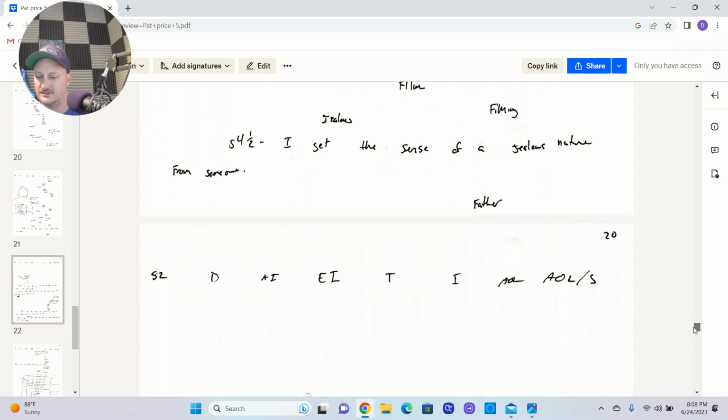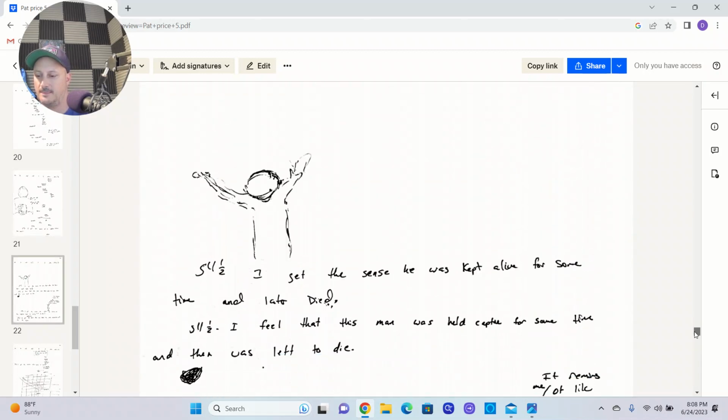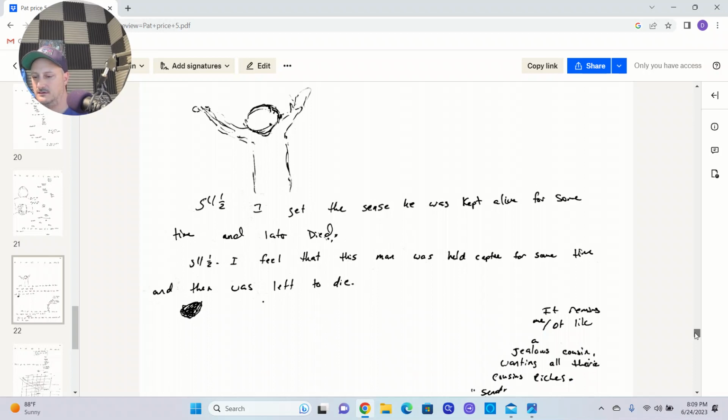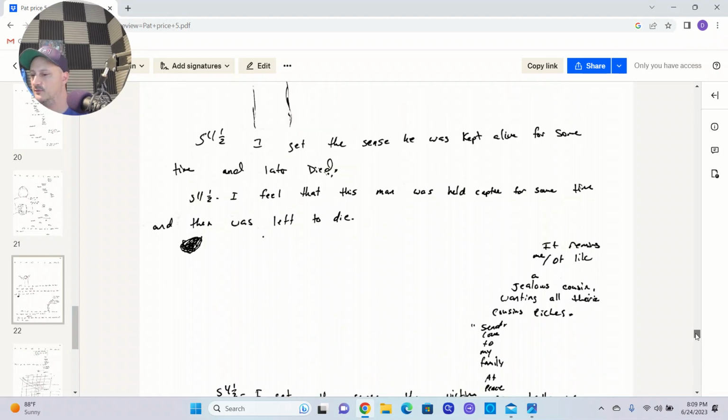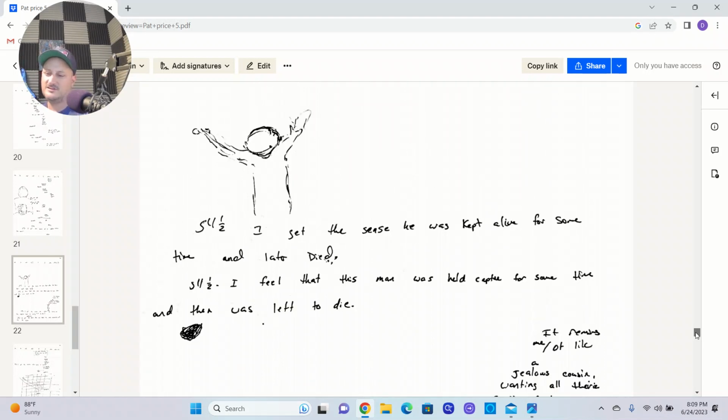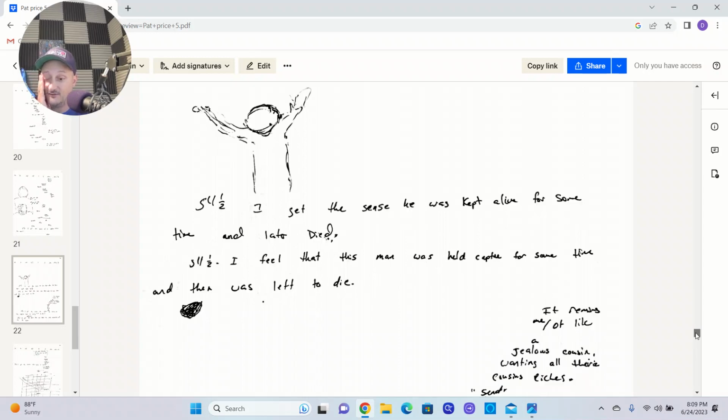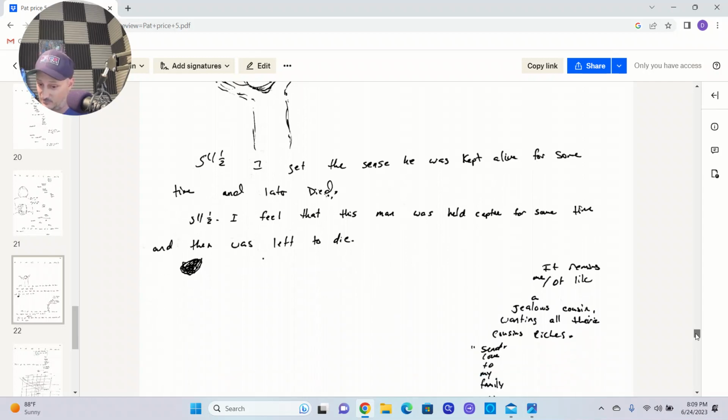Get the sense of a jealous nature of someone. Since he was kept alive and later died, I felt like he was held captive for some time and then was left to die. So I don't know if this is referring to his, because there's retasking that involved what happened to his body.